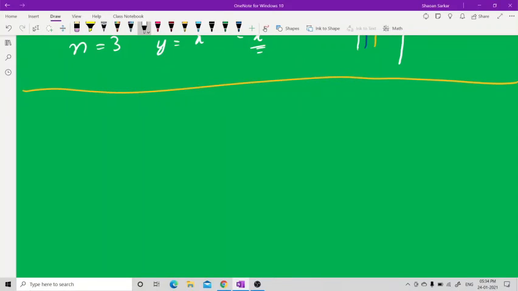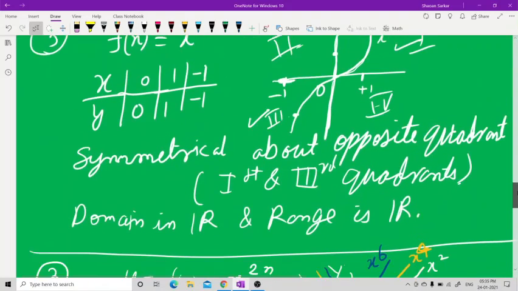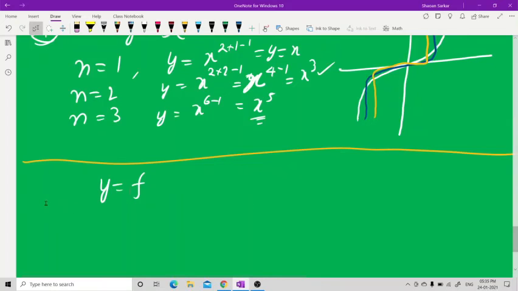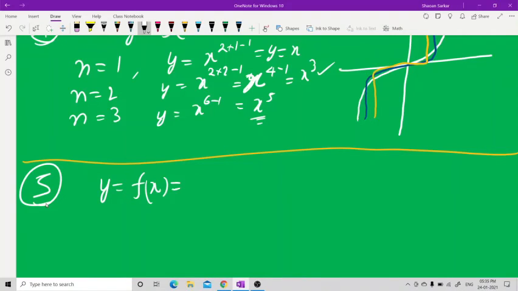The next graph is y equal to f(x). Let me see which number it is. I'm talking about the number of the graph. I think it is 4, 3, 4. Yeah, we will be doing the fifth one right now. Here it is 5, and y is equal to f(x) is equal to 1 upon x.